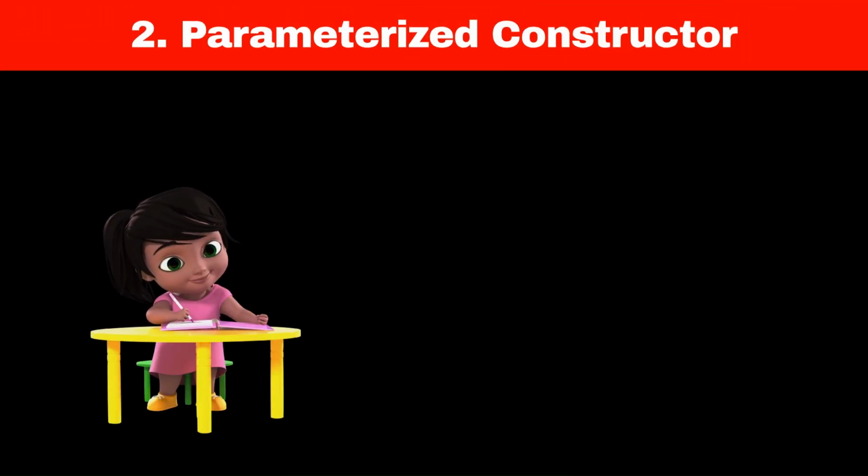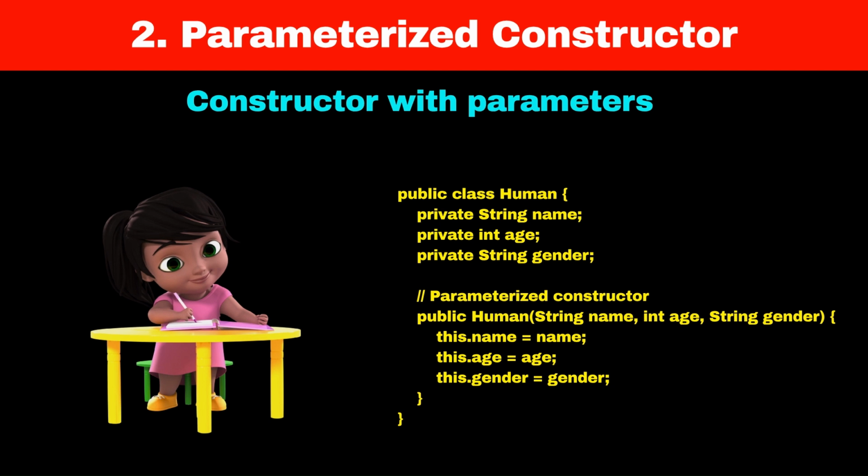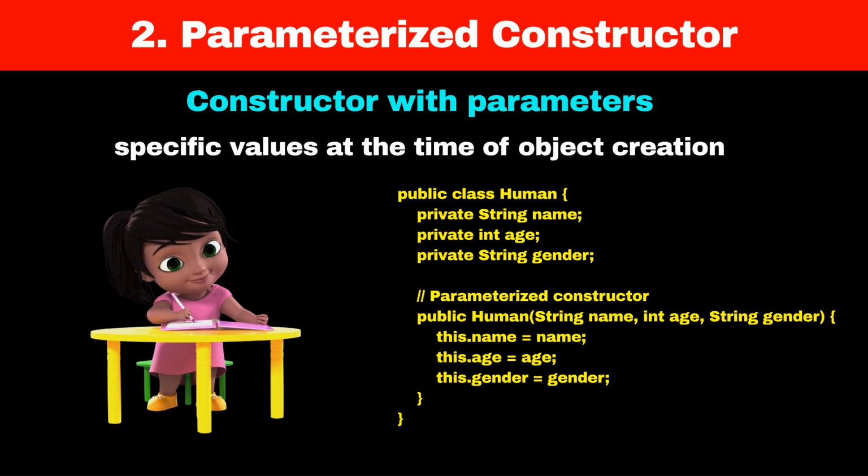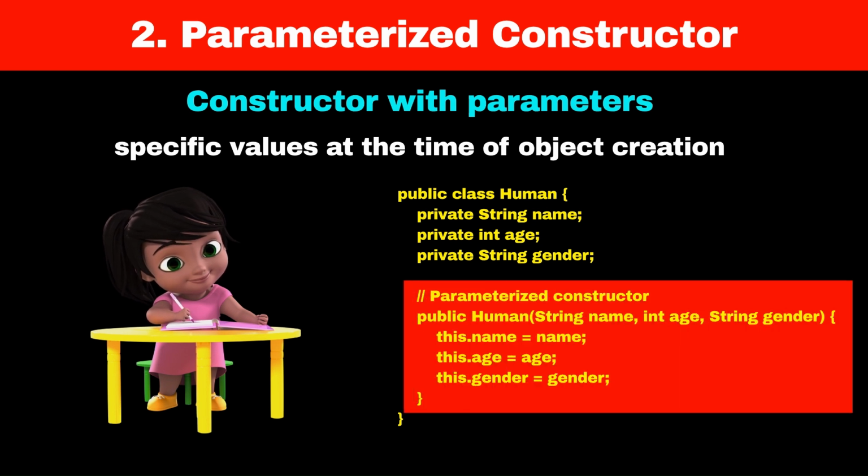Next type is the parameterized constructor. Parameterized constructor is a constructor that takes arguments. This allows us to initialize an object with specific values at the time of object creation. The constructor which we created in our human class which takes parameters is an example of a parameterized constructor.